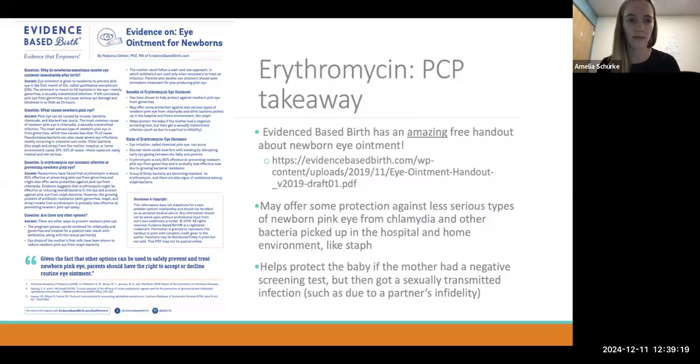If you do prenatal care, you can give it to them late in their third trimester or in their prenatal packet, whatever your routine is. But this worksheet goes through all of the evidence behind newborn eye ointment in a really clear way. So again, erythromycin ointment may offer some protection against less serious types of newborn pink eye from different bacteria picked up in the hospital or in the environment, like Staph aureus. And then it may be helpful to consider for patients if they are at risk for contracting gonorrhea later in their pregnancy after a negative screening test earlier on.